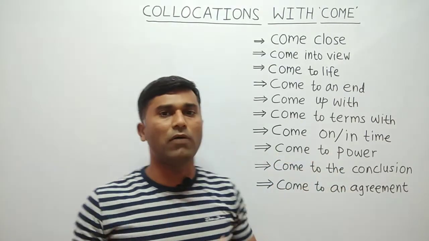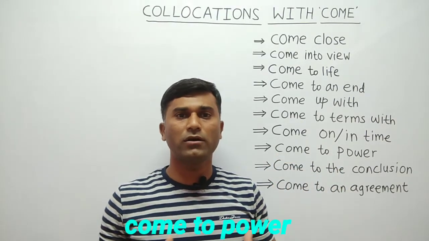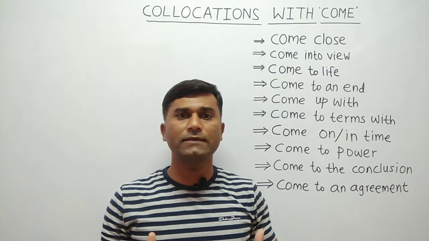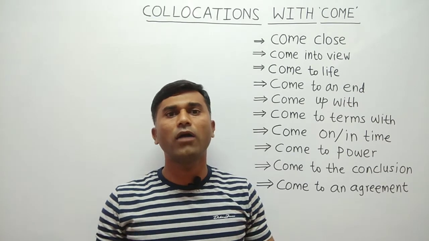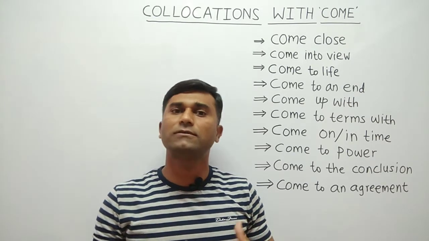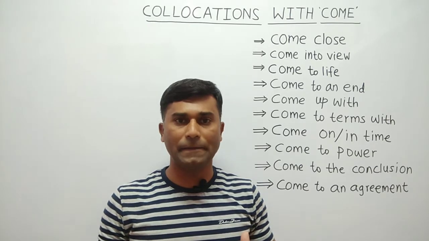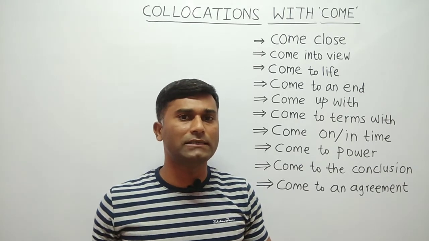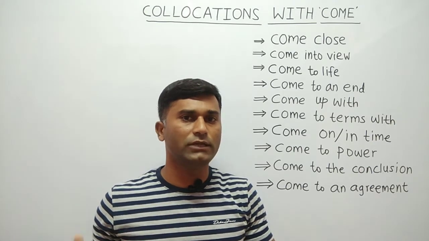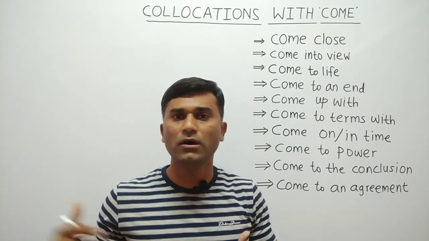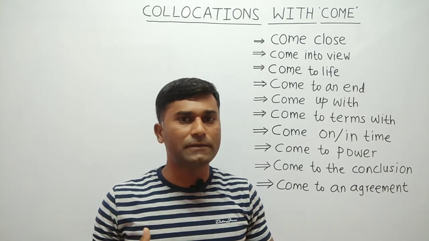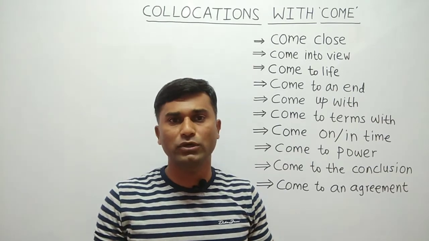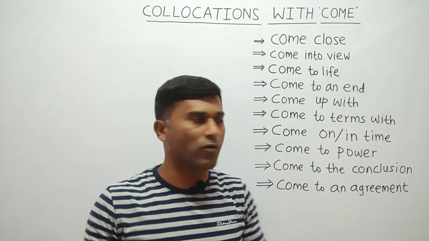Next is come to power. Come to power means take an office as a king, as a president, as a prime minister, or as a dictator and start to rule, R-U-L-E. So for example, you can say that a new political party has come into power. Now what does it mean? It means that a new political party has won the elections and it came into power.